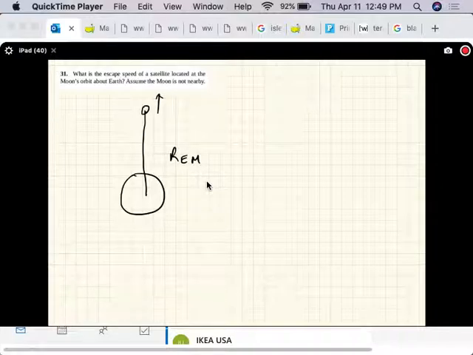So if that is the moon and it's at rest, and you don't like the moon anymore, what speed do you have to chuck the moon at so it escapes? All right, that's the problem.